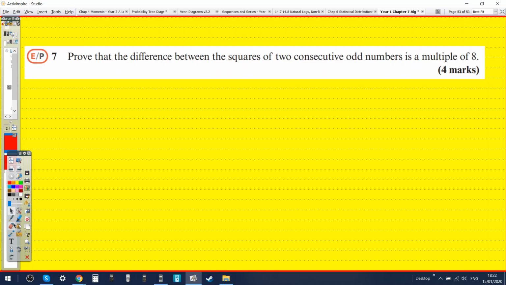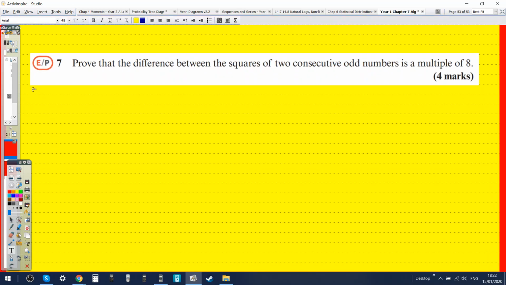So you have to do n squared and n plus 1 squared because then they're consecutive. There you go. So n squared. Sorry. Wait, you know how it says two consecutive odd numbers? Does that mean that it would be like 5 and 7?